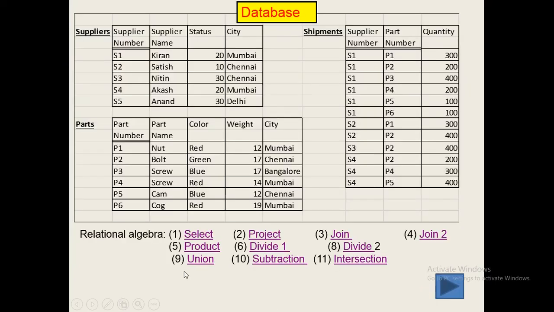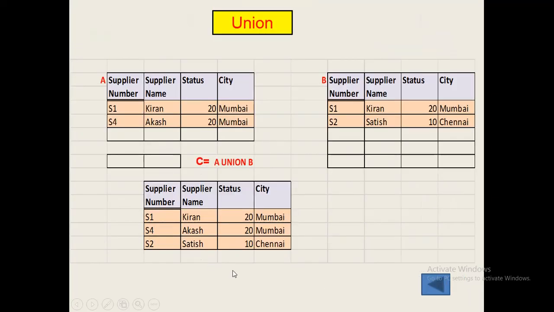Next operation is union. Union operation performs binary union between two given relations, in which the operator takes the result of two queries and returns all tuples that appeared in both datasets without duplication. For union operation to be valid, both relations must have the same number of attributes. As given in this example, table C contains all tuples of table A and table B, but without duplication of tuples, and hence S1 Kiran 20 Mumbai appeared only once in the result table.